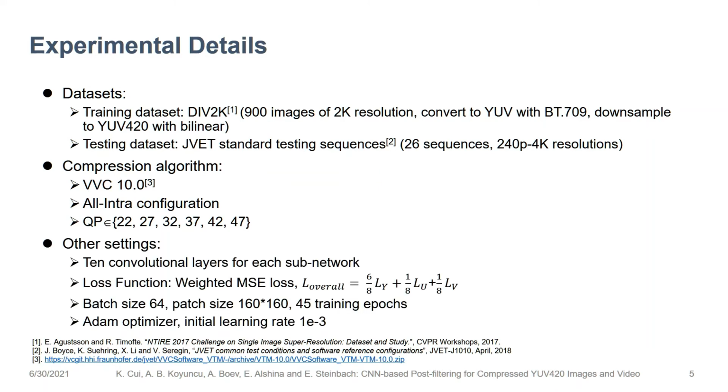For each subnetwork, we use 10 convolutional layers, and the loss function is a weighted MSE loss. The batch size is set to 64, the patch size is 160 by 160, and there are 45 epochs in total. The Adam optimizer is adopted to optimize the parameters, and the initial learning rate is set to 1e-3.